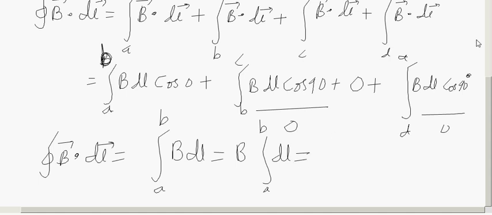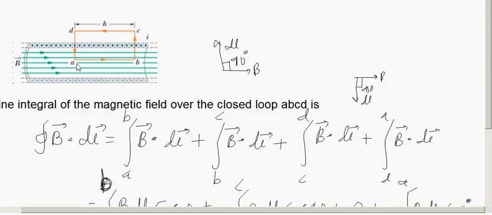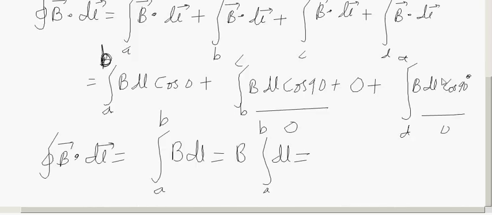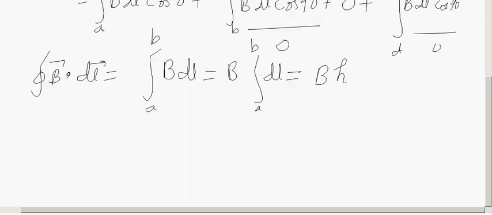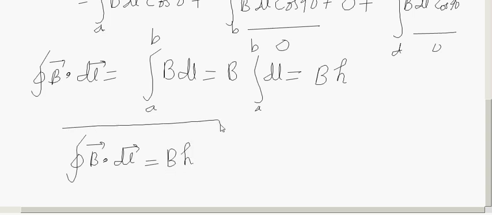The total length from A to B we have assumed as h, because C to D is h, so A to B will also be equal to h. This can be written as B into h. Therefore, the line integral of the magnetic field over the closed loop is B into h. Now we have to apply Ampere's circuital law to find out the magnetic field.